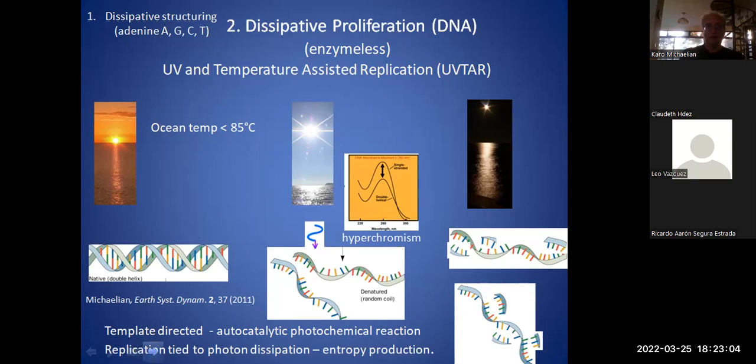I'll talk more about that. But anyway, replication here is tied to photon dissipation or entropy production. And that's the important thing, that any irreversible process or any dynamics like replication has to be tied to some kind of dissipation of some generalized thermodynamic potential, whether it's a heat gradient, a photon gradient, or a chemical potential. It has to be tied to dissipation.